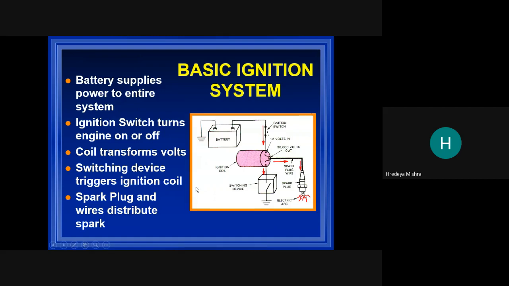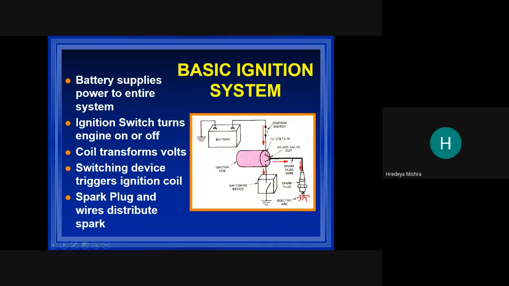Now this is the basic ignition system. There is a spark plug. This is our ignition coil. Battery is there, and there is the ignition switch. This is for the switch start. We just press the start button on the vehicle, and then the spark is started.